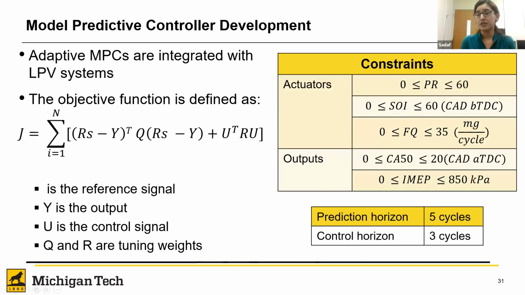To integrate the linear parameter varying system, adaptive model predictive controllers are developed. The cost function includes the reference tracking and the cost on the control inputs. R are the reference signals, which are combustion phasing and indicated mean effective pressure. Y are the outputs of the system. Q and R are the tuning weights, and U are the control signals. Constraints on actuators and outputs are also applied. Prediction horizon and control horizon are kept at 5 and 3 engine cycles respectively.